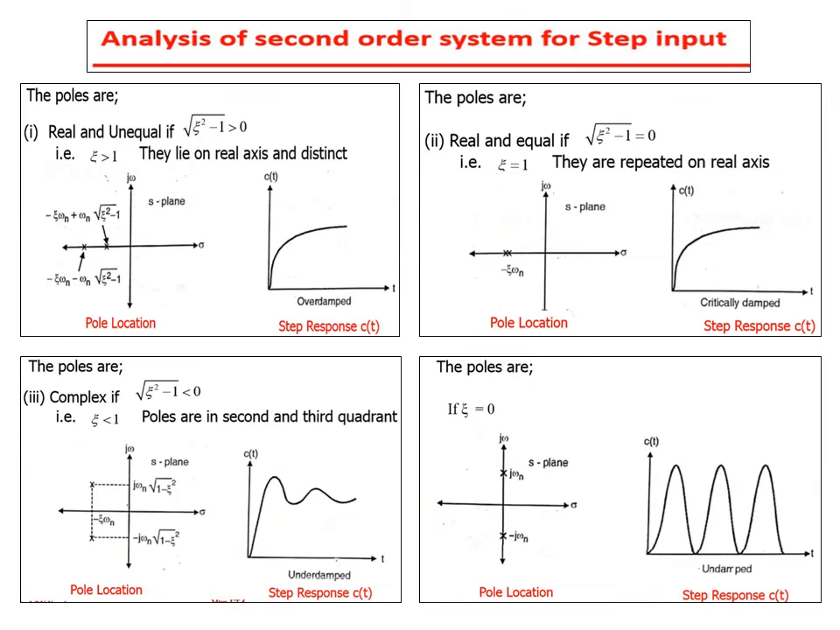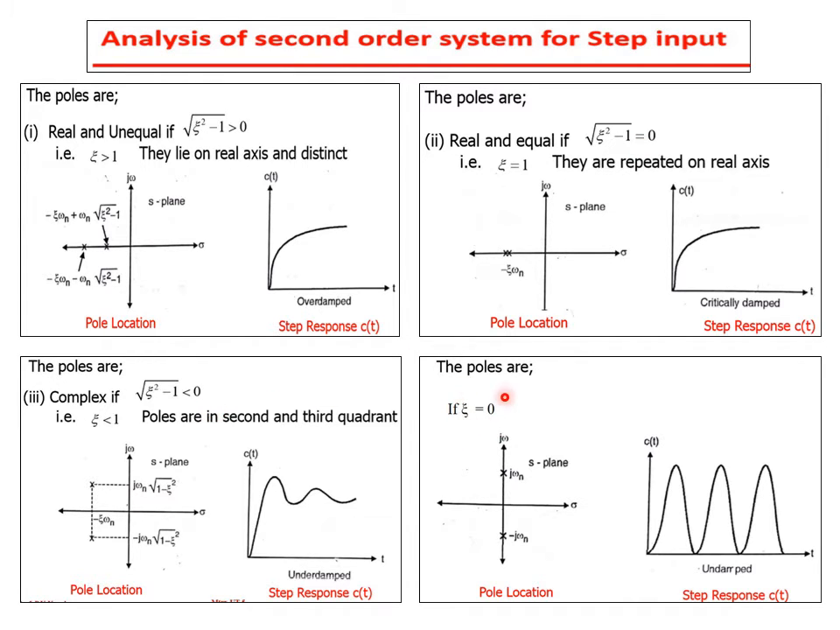Now, analysis of the second order system for the step input. Let us say a step input is being given to a second order system. For the step input, there are normally four conditions depending on the poles. If the poles are real and unequal, that is zeta square minus 1 greater than 0, then equal to 0, less than 0, and zeta equal to 0.